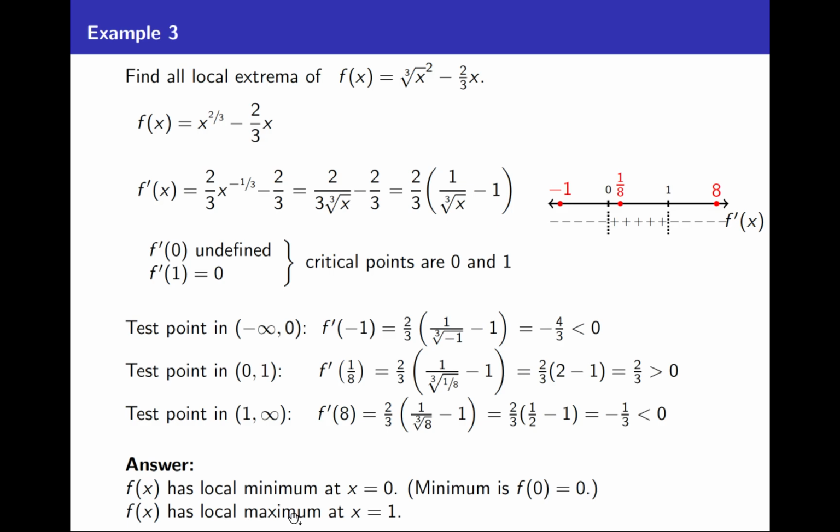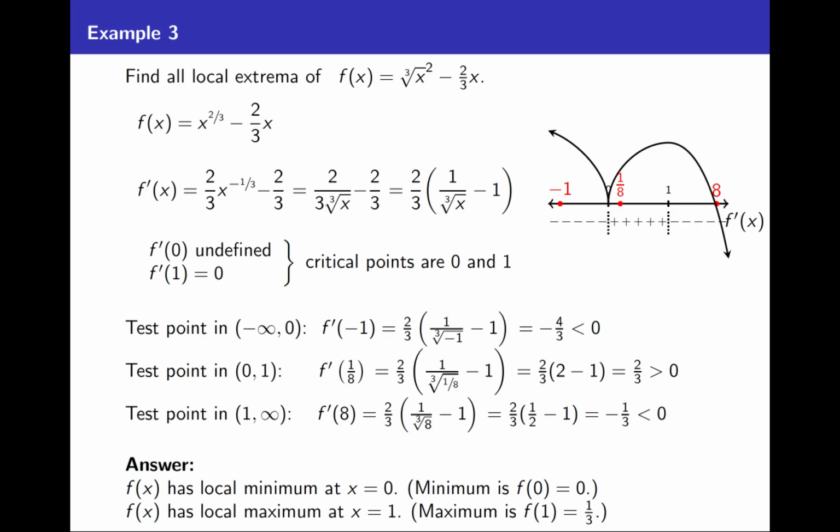And f has a local maximum at x equals 1. And that maximum would be f of that x value, which is 1/3. If you plug in 1 here, you get f of 1 equals 1/3. So one local minimum at x equals 0, and that minimum is f of 0, and one local maximum at x equals 1, and that maximum is the y value f of 1 equals 1/3. So we're done with the problem. We've used the first derivative test to find the local extrema of this function.